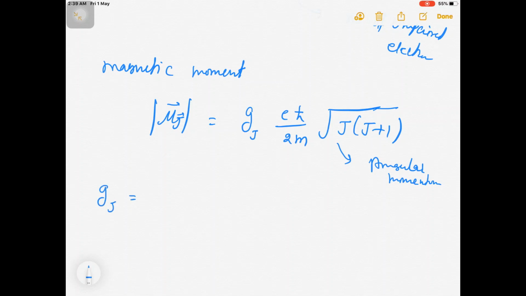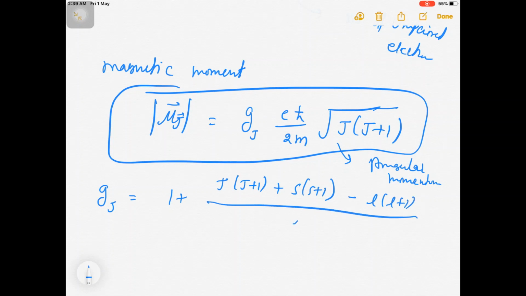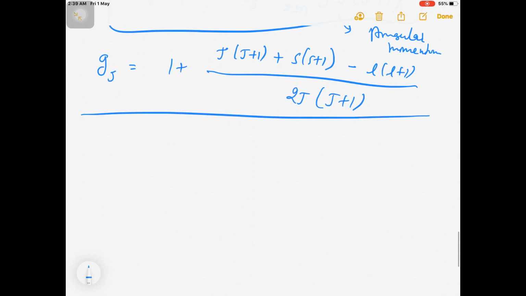What is the value of the Landé factor? You have to remember this expression, and the Landé factor is given by 1 plus j plus 1 plus s plus 1 minus l plus 1 divided by 2j plus 1. Okay, so first you have to find the value of the Landé factor, and then you can easily find out the magnetic moment for any type of atom. Okay, now let me tell you some more basic things.